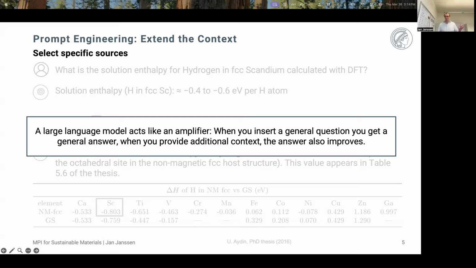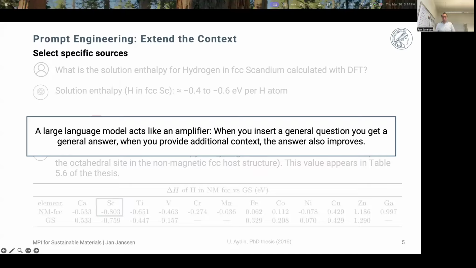And more specifically, what we learned here is that if you ask a general question, you get a general answer. But when you provide additional context, also the answer improves. So in this way, a large language model is like an amplifier. The more you put in, the more you get out. If you put very little in or a very general statement in, you also only get a very general answer as a response. So for text, this also works, and it's already quite an acceleration for our daily work.